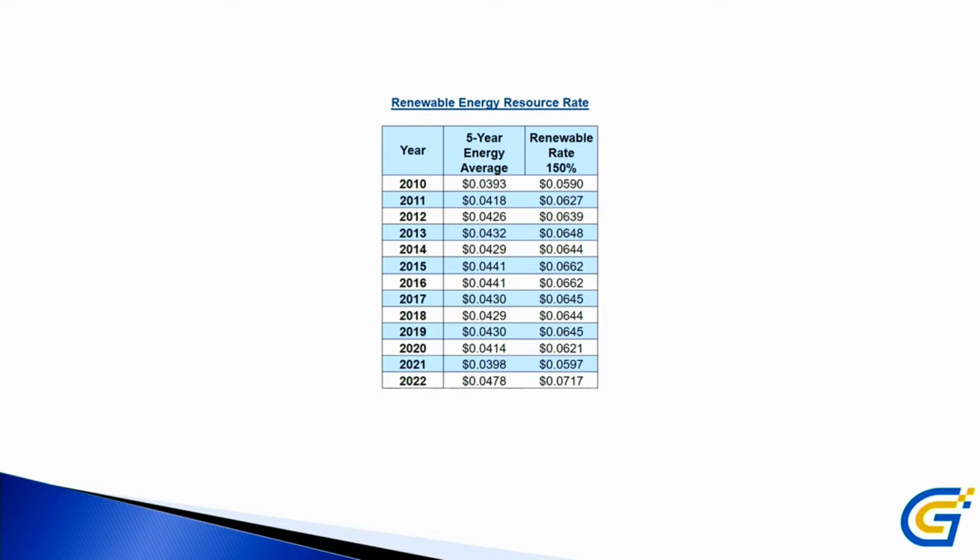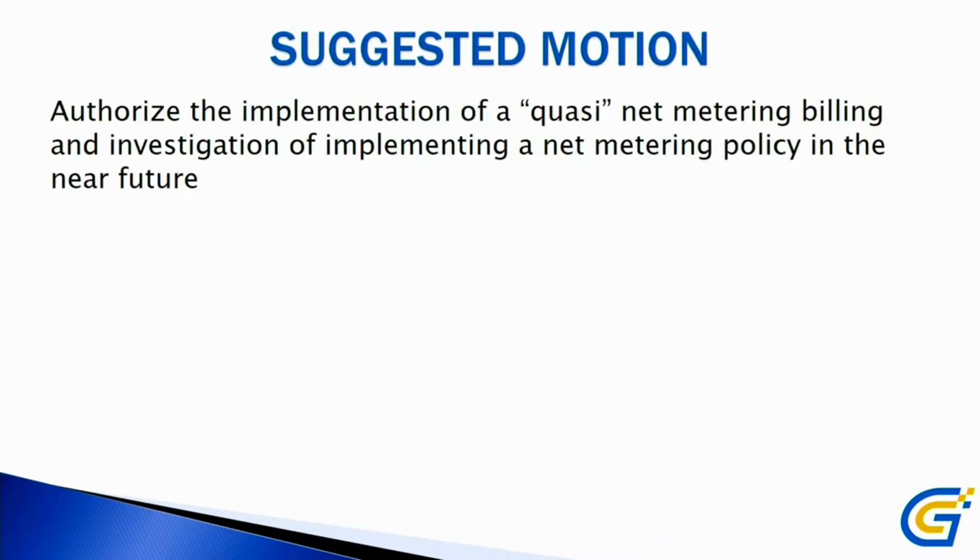You're welcome. We do have a motion for committee recommendation number 1. So moved. Second. Motion Shute, second Baldwin. We authorize the implementation of a quasi-net metering billing and investigation of implementing a net metering policy in the near future. All in favor? Aye. All opposed? Abstained? Committee recommendation, item number 1 passes. Thank you. Thank you.